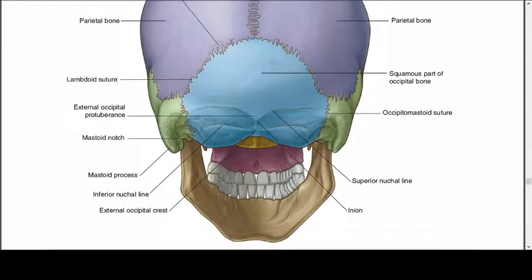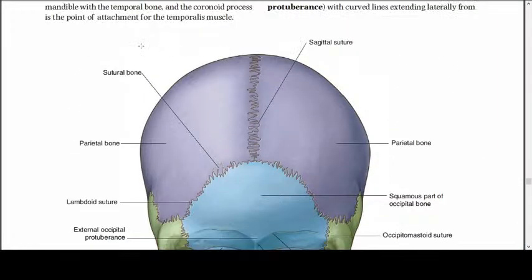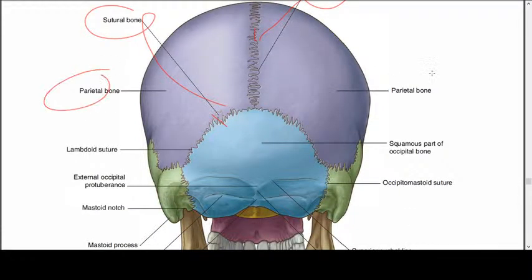This is the occipital bone. This is the parietal bone. This one is the sutural bone. Obviously, this is the sagittal suture as we have already talked about. The coronal suture is not visible because the coronal suture is in front. This one is the parietal bone, and this one is a parietal bone as well.